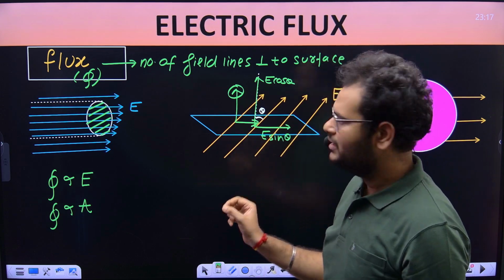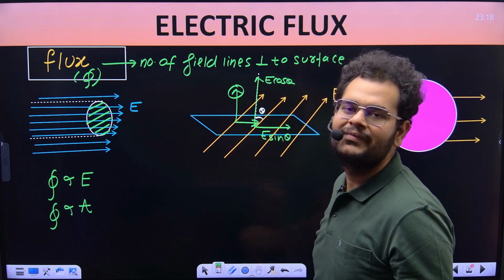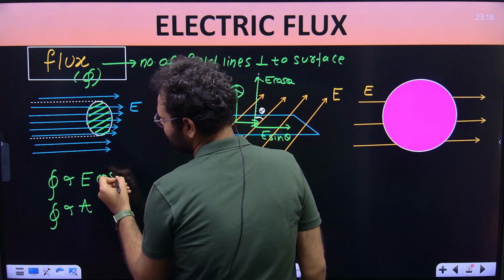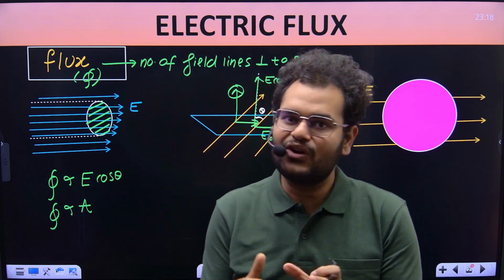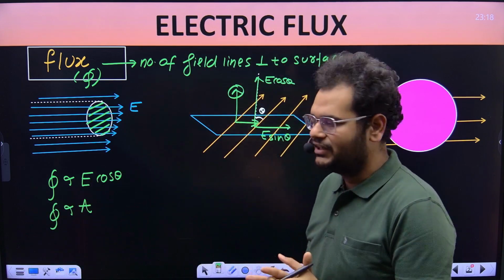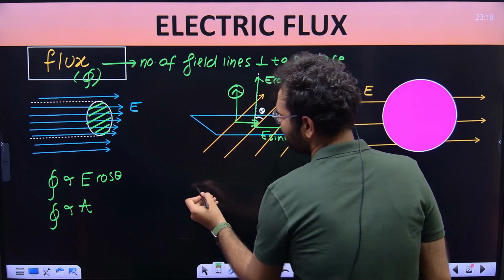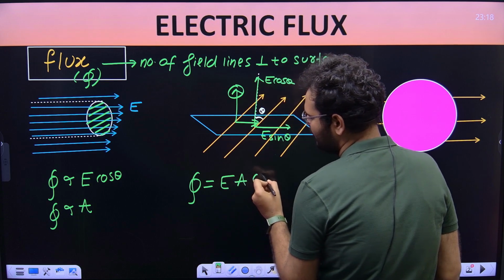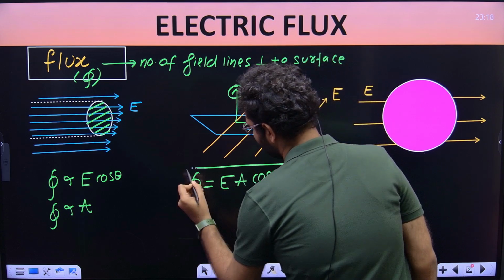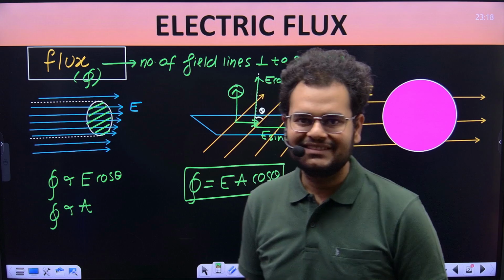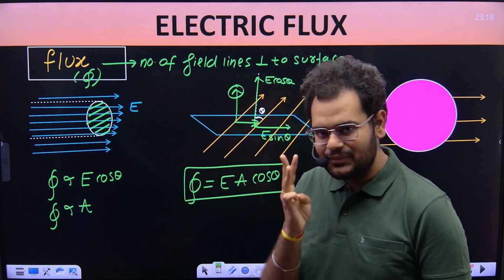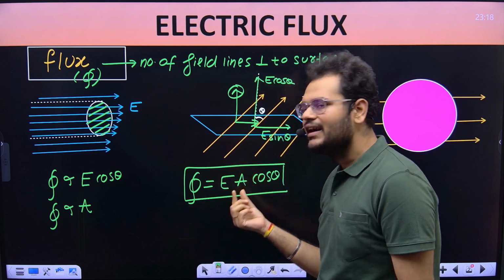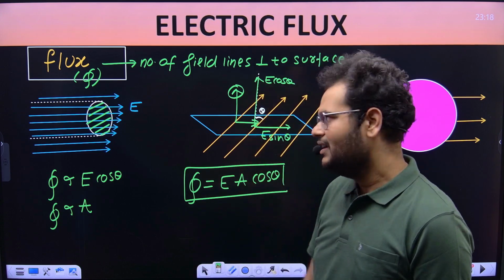So actually, this electric flux is not proportional to E, but in fact it is proportional to E cos theta. Why E cos theta? Because we want the perpendicular component of the electric field. So what does my final formula come to? The final formula is simply the product EA cos theta. This is the formula for electric flux. Are you getting it? It depends on three factors: first, the electric field intensity E, then the area, and then the orientation or cos theta.